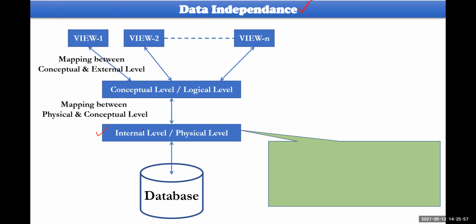So simply speaking, any modification done at lower levels will not affect the higher levels. So this process is called data independence. Normally, data independence is defined with two different categories: physical data independence, and the second one is logical data independence. Physical data independence takes place at the internal level or physical level. Logical data independence takes place at the conceptual or logical level. Let us see what exactly they are.